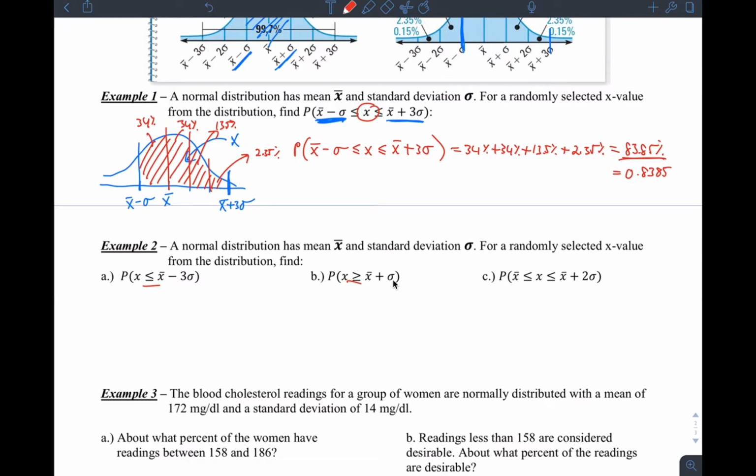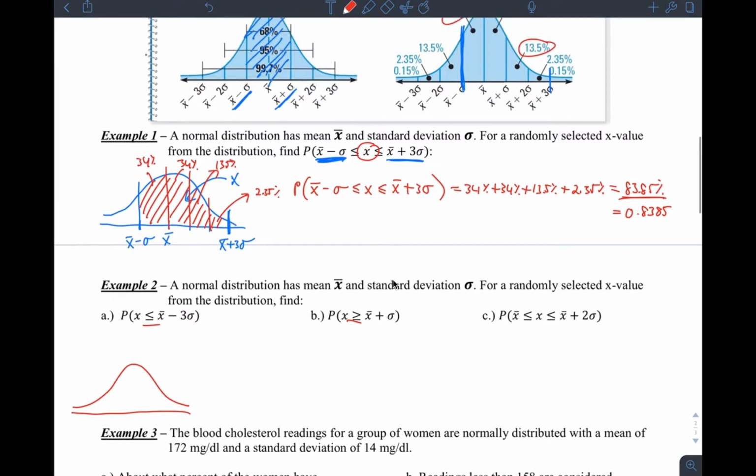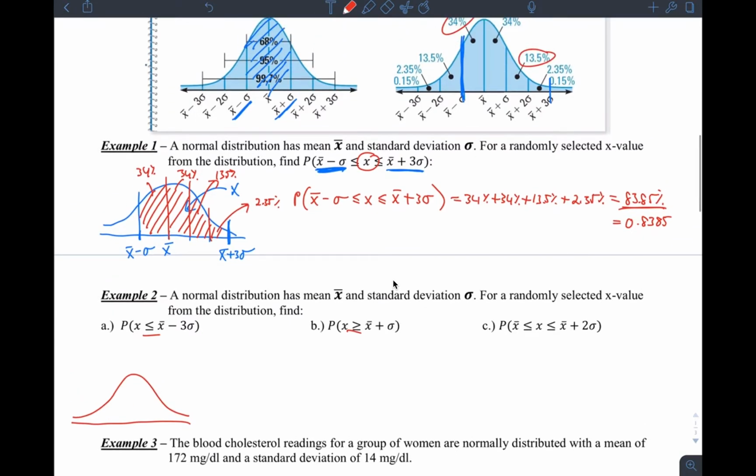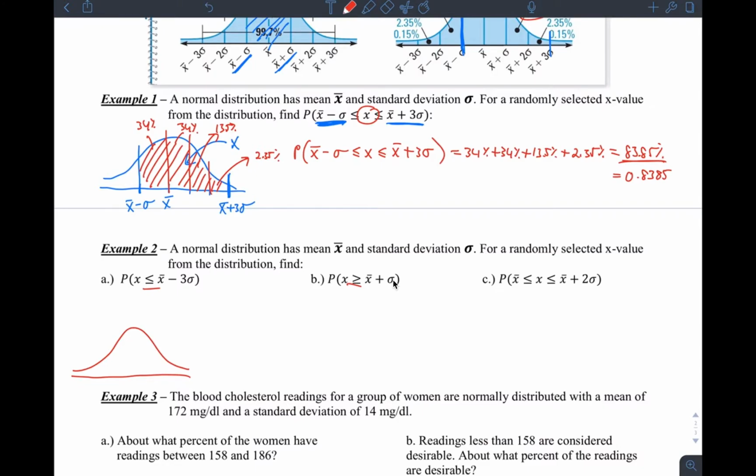So let's do another quick example. Again, please draw a graph when you do this in your homework, especially as you're just getting used to the normal distribution shape and properties. This question is saying, what's the probability that I randomly select an x value, I randomly go here and pick an x value, and that it is less than x bar minus 3 sigma?